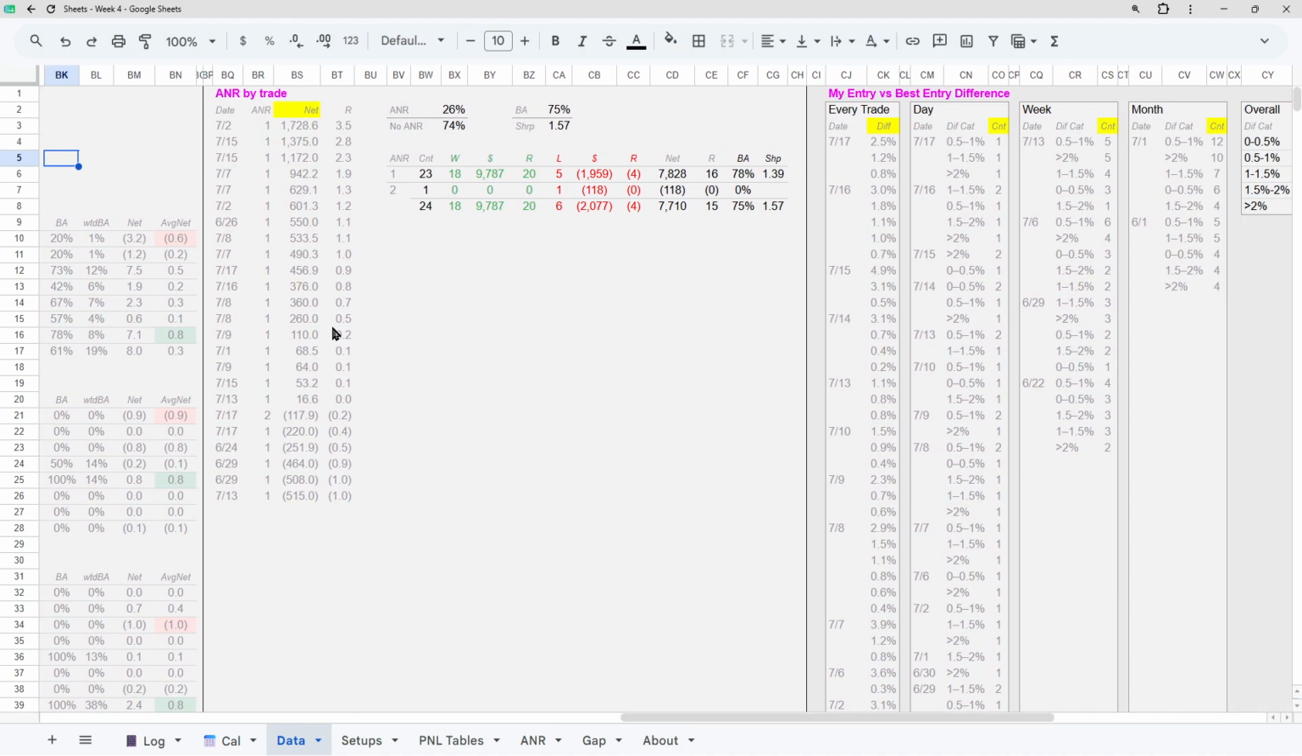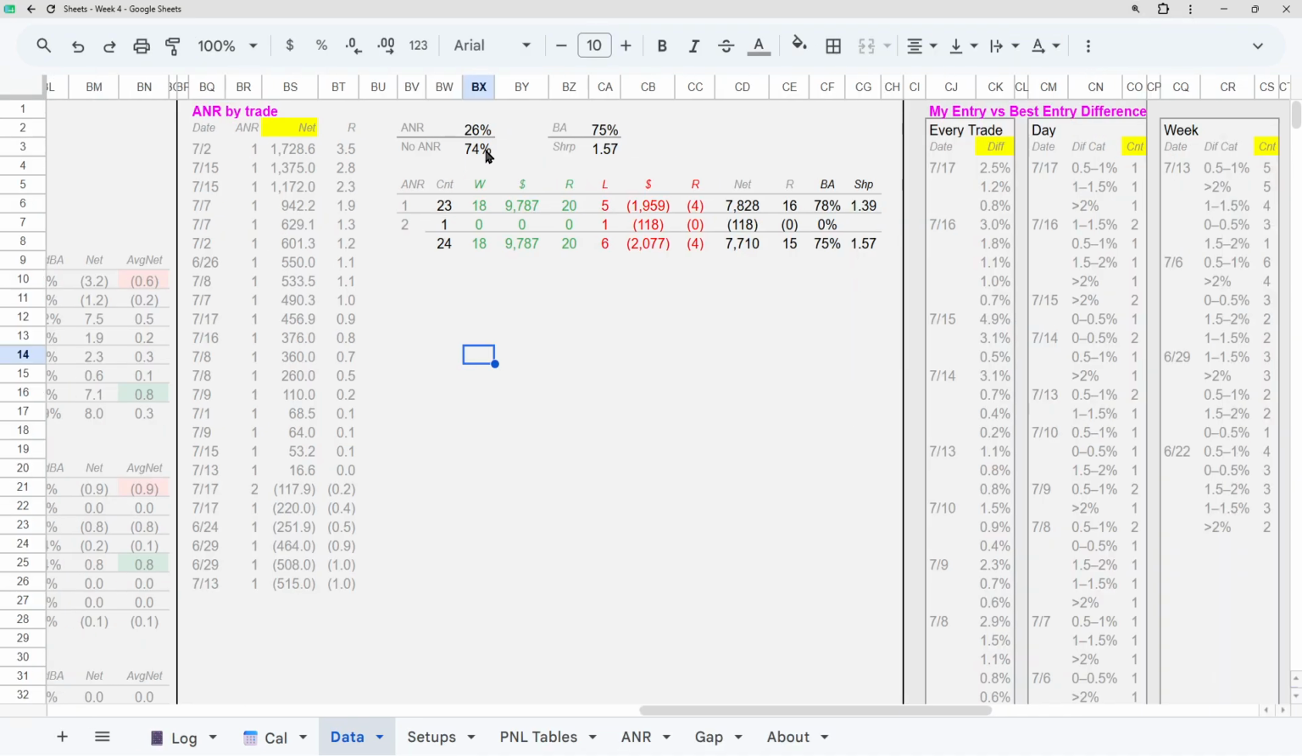ANRs, so again, adding to trades. As you can see, these are the individual trades I added to. I only added once to all of them except one, this trade I added twice to. So I opened the trade, added once, and added again. Out of all my trades, 74% of them, I just enter and add nothing more. That's it. Just enter, manage it, get out.